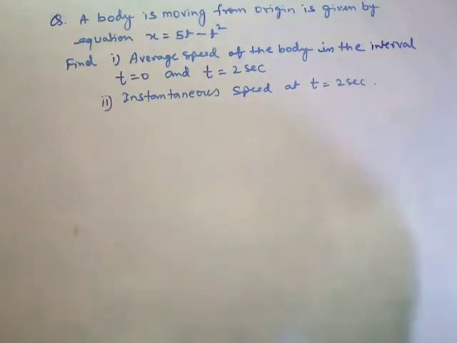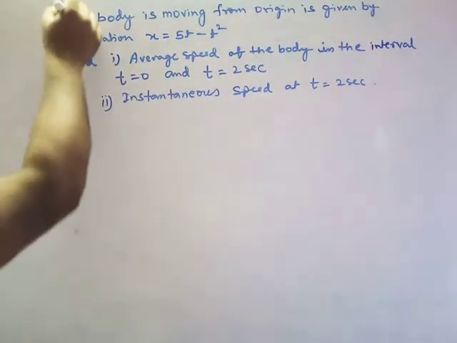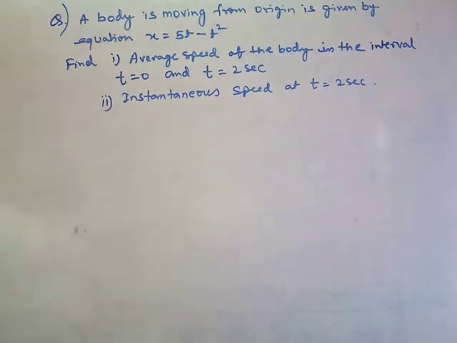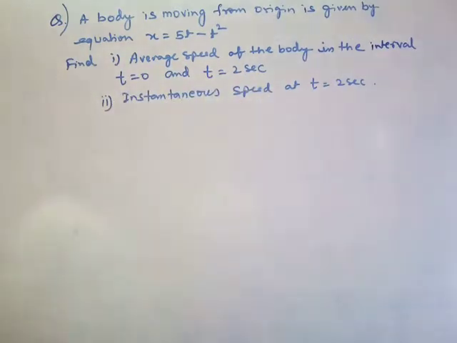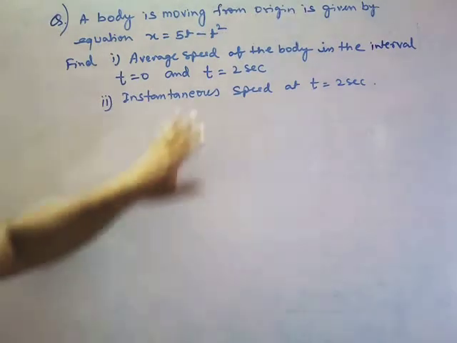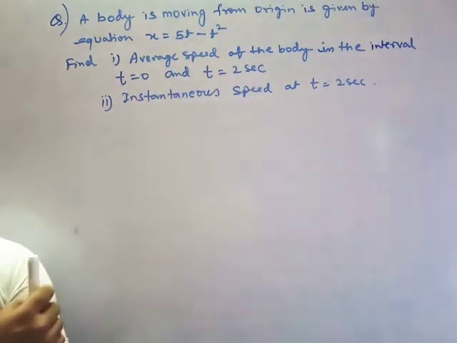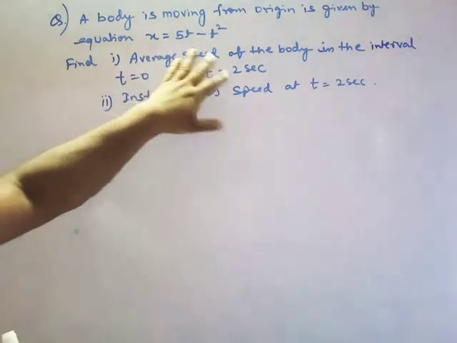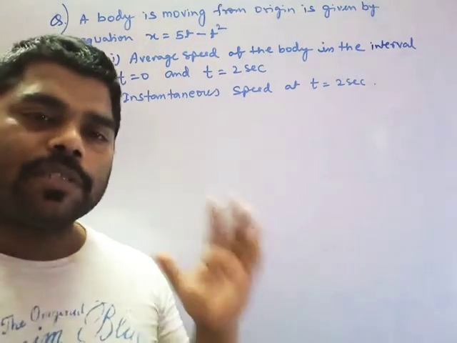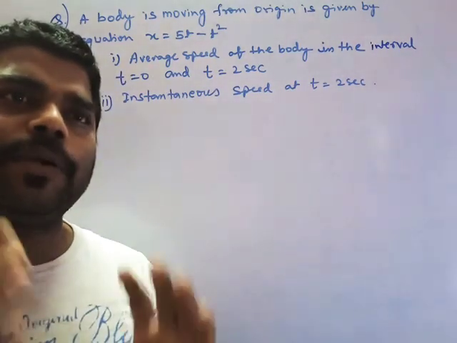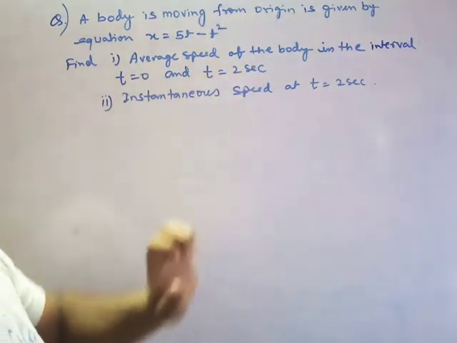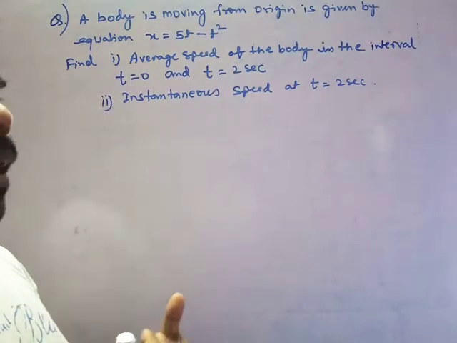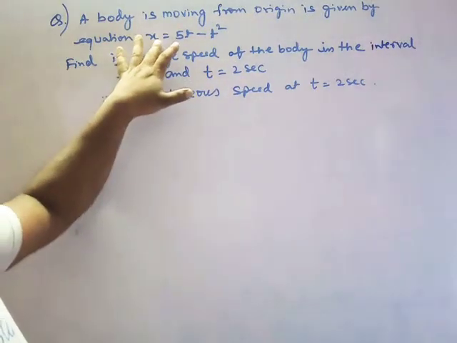Write down this question, student. The question is: a body is moving from the origin as given by the equation. An equation is given to you for the moving body, and you have to find the average speed of the body in the interval 0 to 2 seconds. Whenever you read a question, first think in your mind: what is average speed? It is the total distance by total time. So I will get the distance at 0 and the distance at 2, and add both. The distance is already given to you.